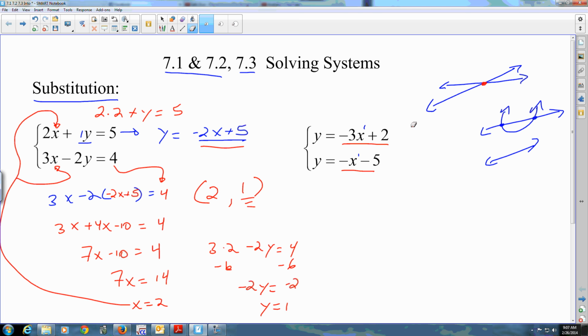So, let's see. We've got minus 3x plus 2 is equal to minus x minus 5. So I'm setting these two things equal to each other. How about I add the 3x over?